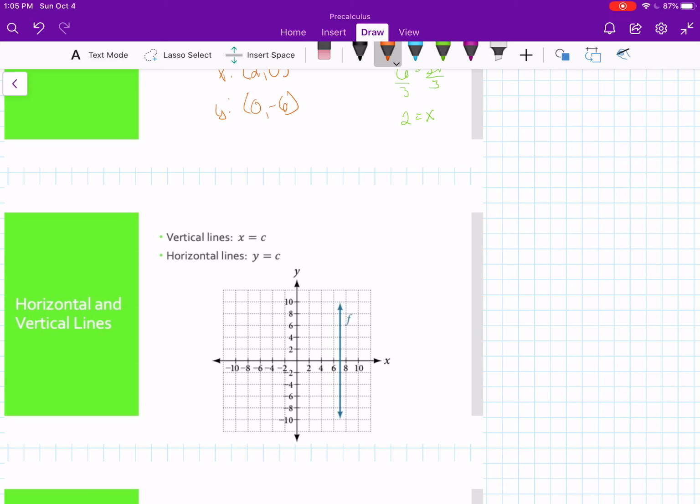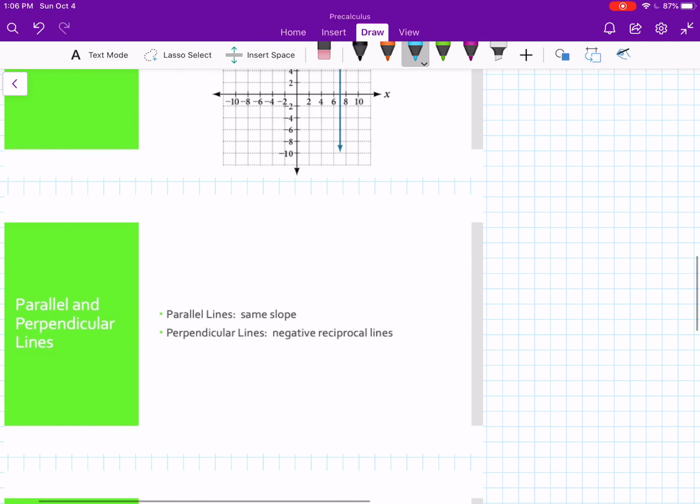Vertical and horizontal lines. Vertical lines are always going to be in the form of x equals some number. Horizontal lines are going to be y equals some number. So for this line over here, for example, this is the line x equals 7. Parallel lines are always going to have the same slope, and perpendicular lines are going to have negative reciprocal slopes. So for example, if your first slope is, let's say, 2/5, your perpendicular slope, you flip the fraction and change the sign out front.